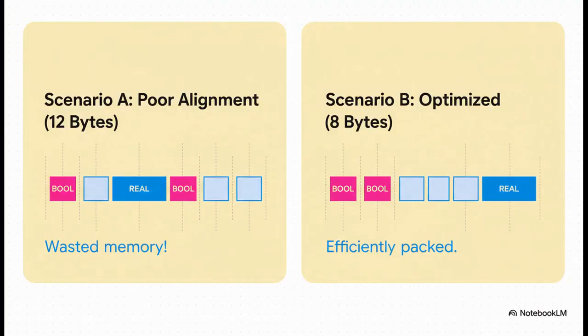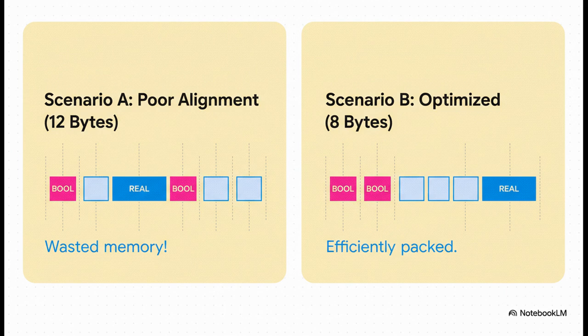The controller doesn't think byte by byte. It thinks in these 4-byte chunks, or words. In scenario A, we've sandwiched a 4-byte real right between two 1-byte bools. To keep everything lined up neatly in its memory slots, the controller has to add 3 bytes of wasted padding after each bool. The result? It's using 12 bytes of memory to store only 6 bytes of actual data.